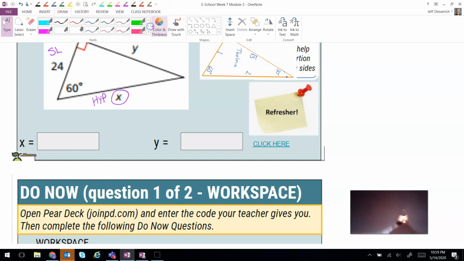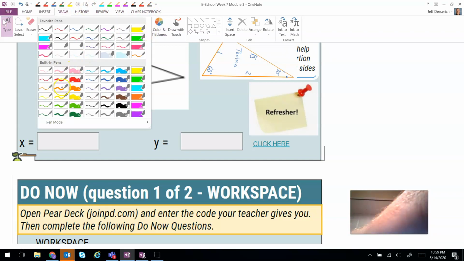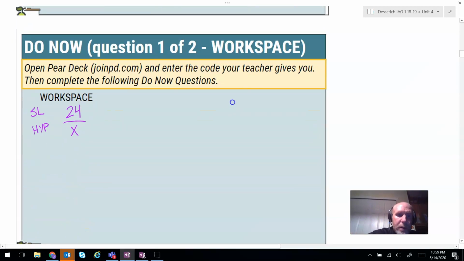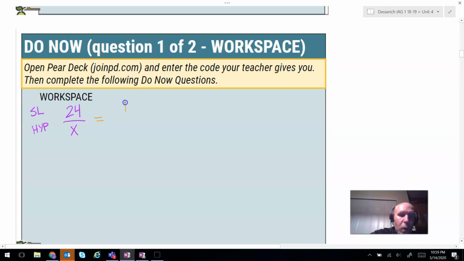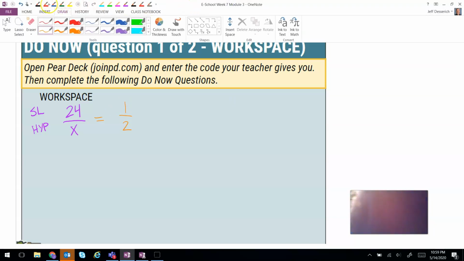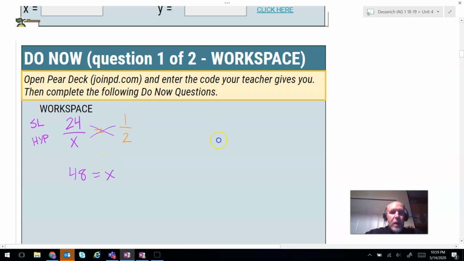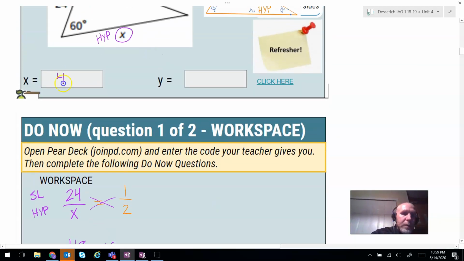Go ahead and get the purple or the orange. I think the orange is useful in this situation. So Thelma's short leg is 1, and her hypotenuse is 2. So we're going to go ahead and set up 1 over 2 right here. Now that we have that, it's a pretty straightforward cross multiply and solve. 24 times 2 is 48. X times 1 is x, and x is actually all by itself now. So we've got x. X equals 48.